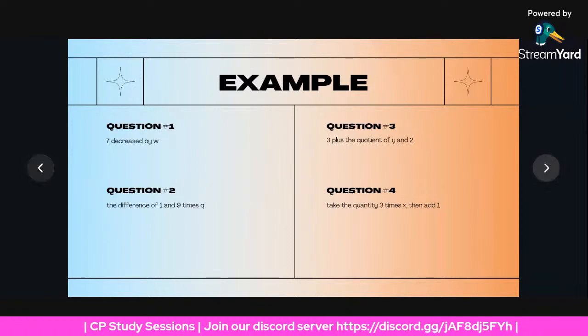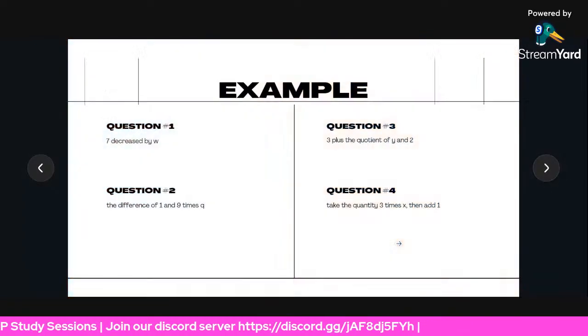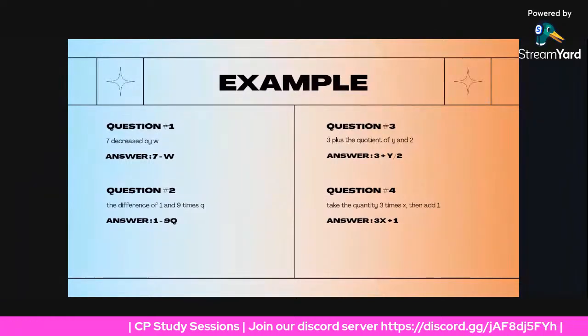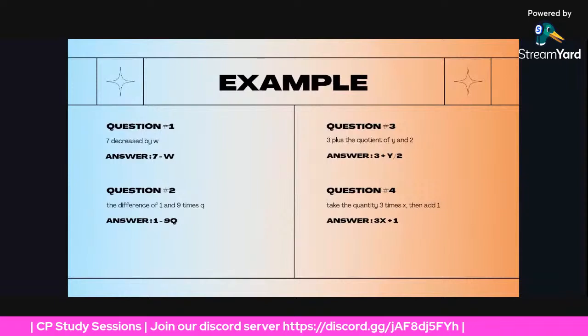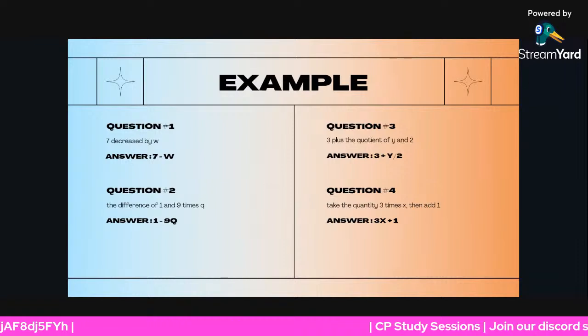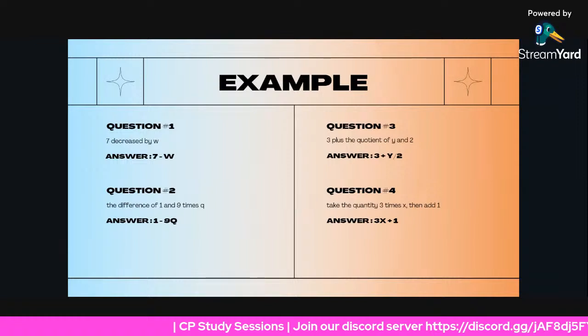So, ayun, 2:20 p.m. na, i-reveal ko na yung answers for each questions. So, balikan lang natin saglit yung question 1. Ang answer natin, again, is 7 minus W. So, bakit hindi siya pwedeng W minus 7? Kasi ang nakalagay sa algebraic expression natin is decreased by.